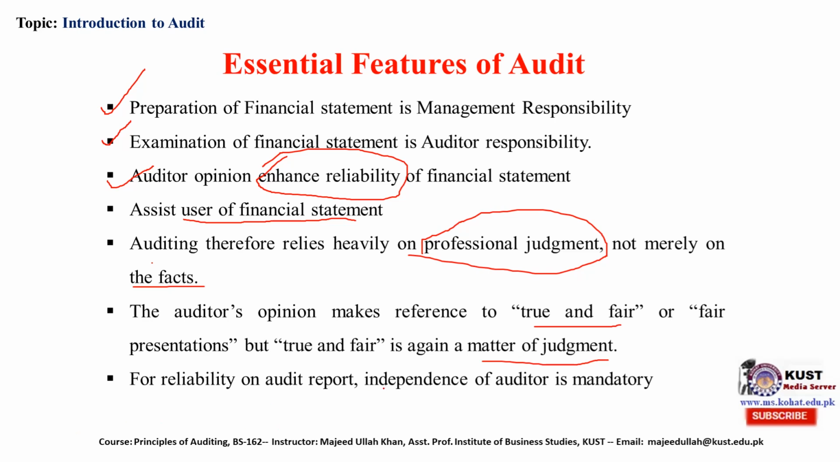Independence of the auditor is mandatory. Why? Because when an independent auditor independently examines the financial statement, it will increase the reliability of the company. Since management prepares the financial statement for external shareholders or other stakeholders, there is an agency conflict and people do not believe in what the management says. So an independent auditor will increase the reliability and integrity of what they report in the financial statement.